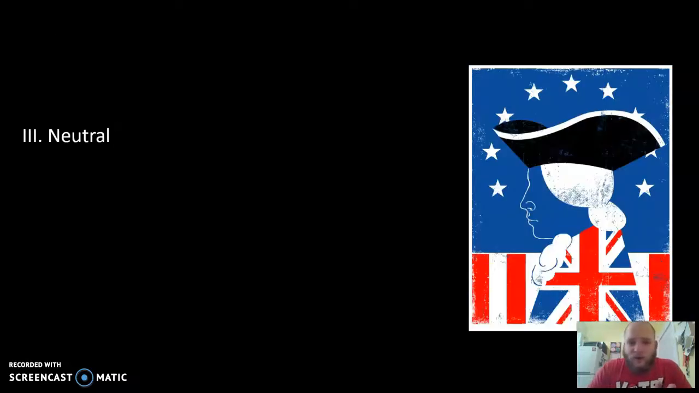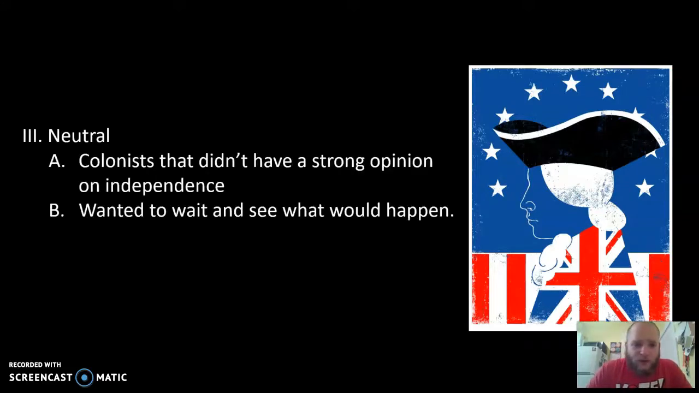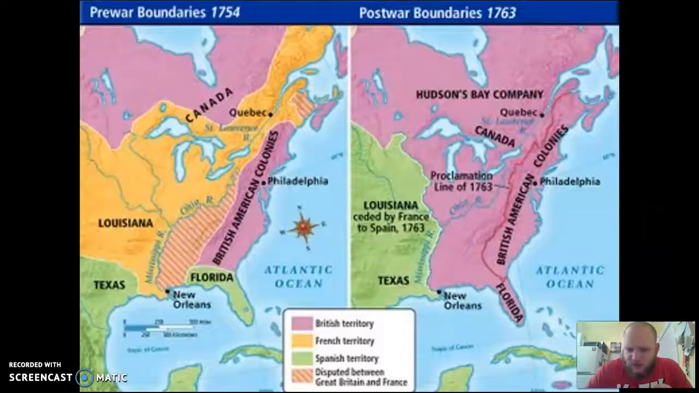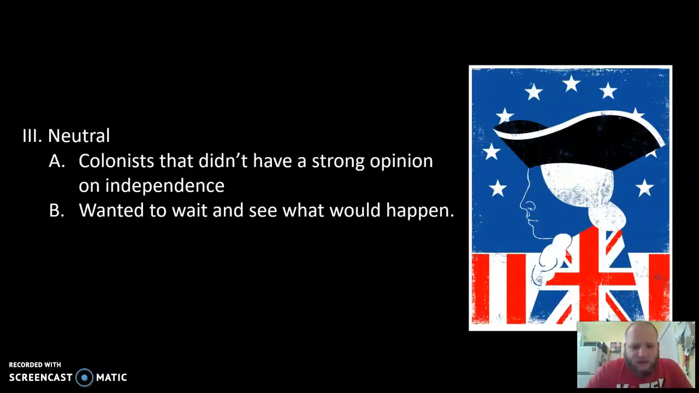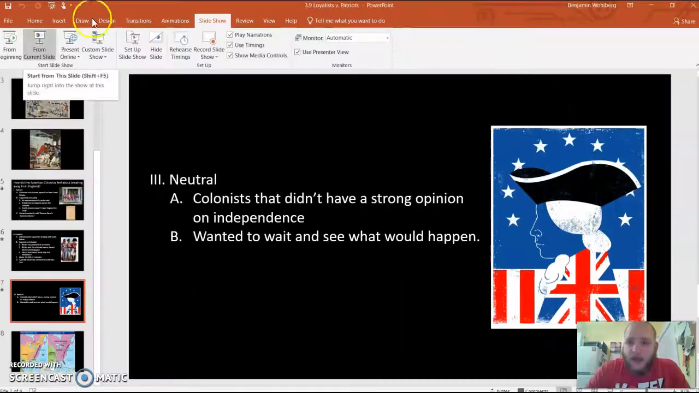Now, one last term I want you to be aware of then too is neutral. Everyone might be familiar with this word as well. But these are colonists that don't have a strong opinion on independence. Could go either way. Kind of just wanted to wait and see what happens and go from there. And there's a good number, I think, with that as well. So those are our three terms: patriot, loyalists, and neutral.